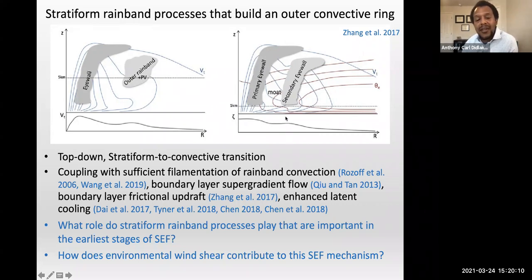And one thing that they discussed a little as well is how this mid-level or stratiform heating couples with the boundary layer, or how that couples with the overall evolution of the storm. So one approach that Wang et al. 2019 showed was that this stratiform heating helps to create a sufficient amount of rainband convection at a specific radius that can't be filamented apart.